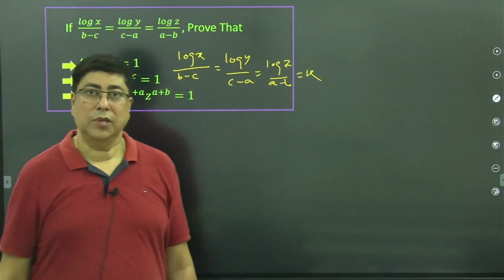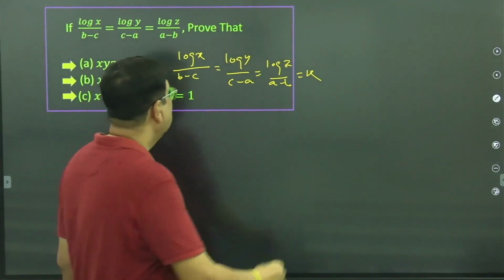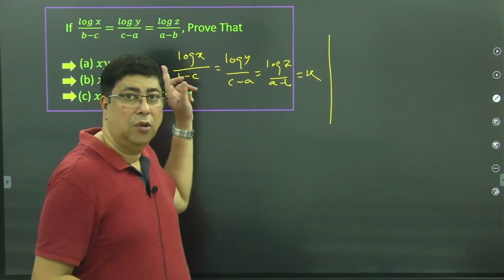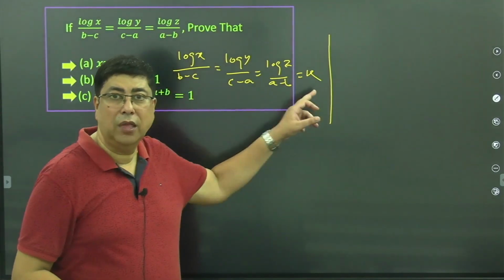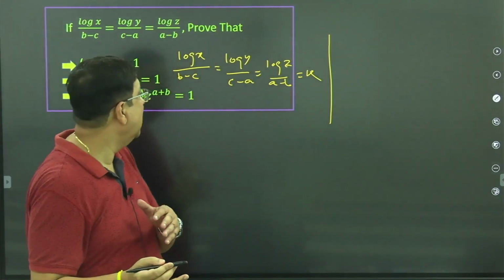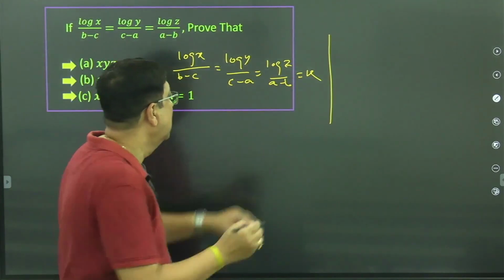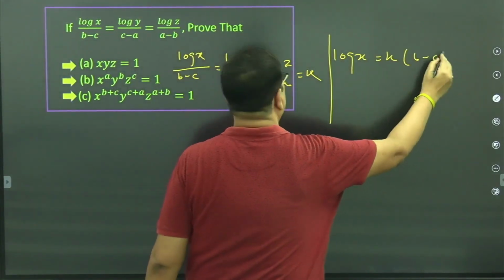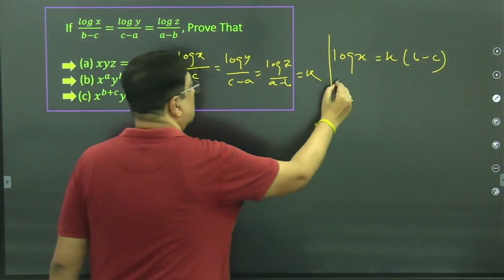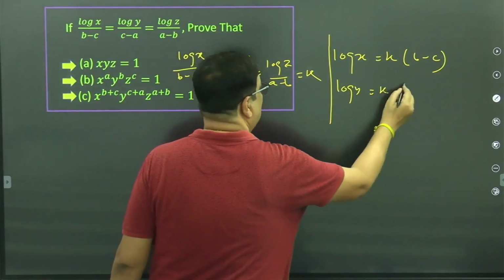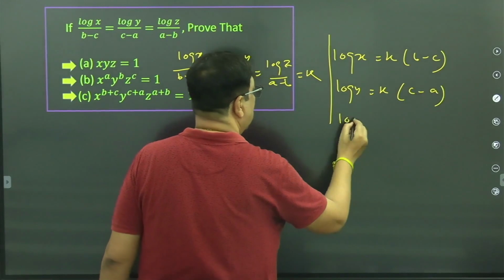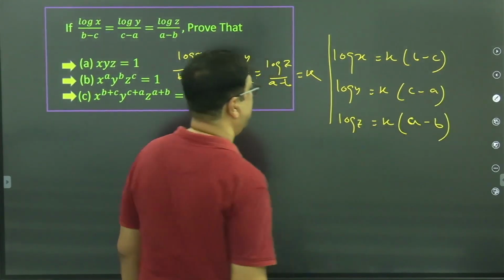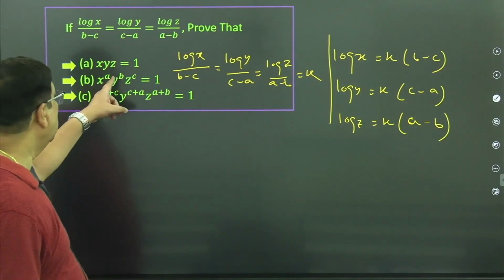Equate the first and last: log x by b minus c equals k, so log x equals k into b minus c. Similarly, equate the other two: log y equals k into c minus a. Similarly log z equals k into a minus b. What we need is xyz equals 1.